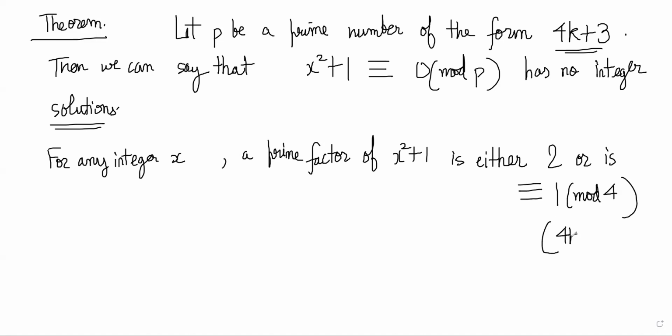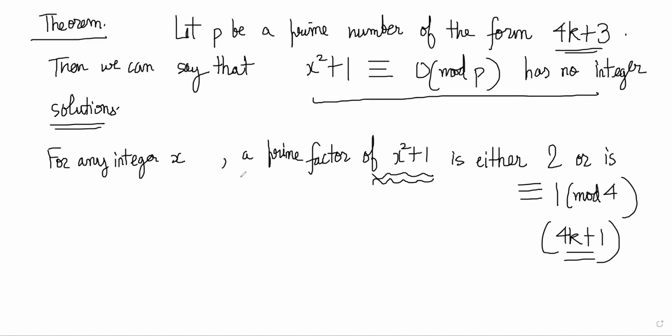It can be 4k plus 1, but it cannot be 4k plus 3. Either 2 is a prime factor of x square plus 1, or if it's an odd prime factor, it cannot be of the form 4k plus 3. Because if x square plus 1 has a prime factor of the form 4k plus 3, then it will be 0 mod 4k plus 3, but that is not allowed according to the theorem, right?